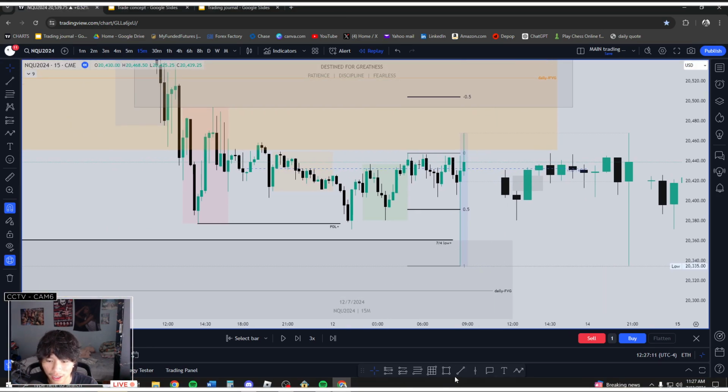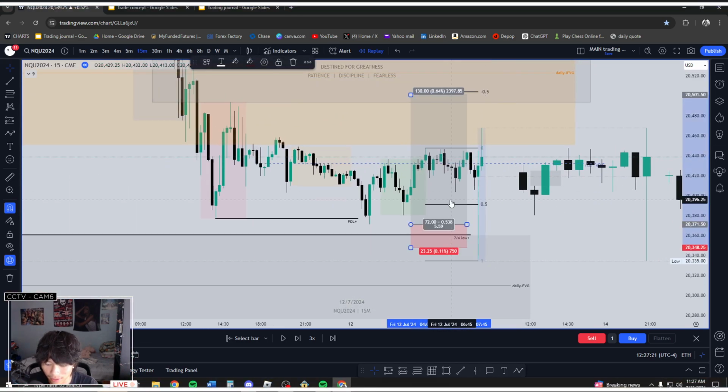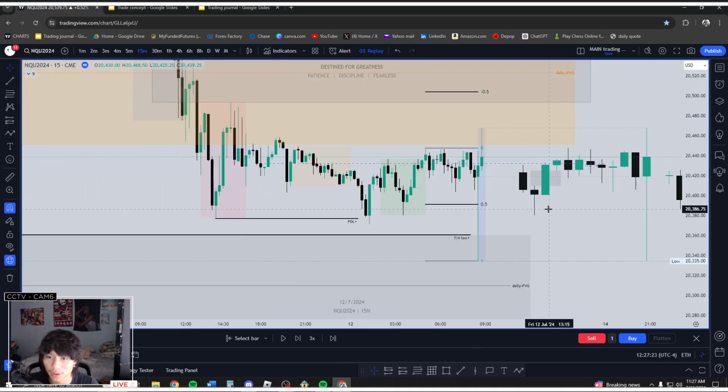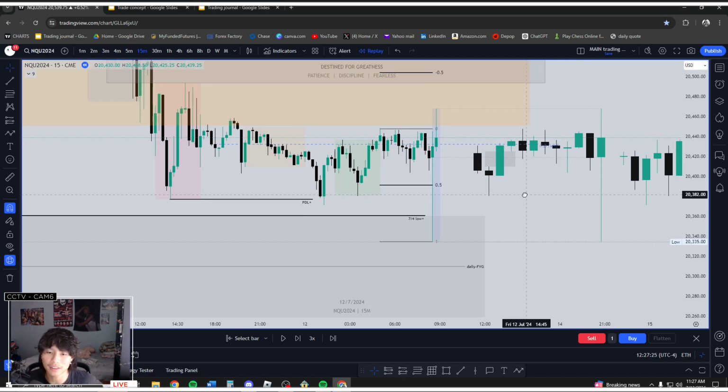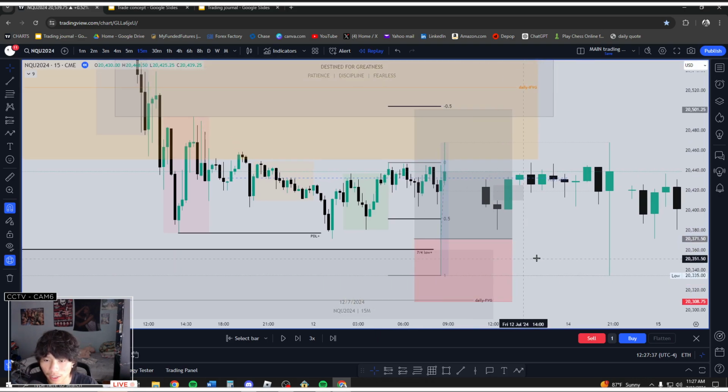I never take a short or a long after we take out this sell side. I don't like doing that. What I mean by this is, some people who trade liquidity sweeps, if they see this low get taken right here, and they know they're coming into a daily fair value gap, they could be taking a long here.